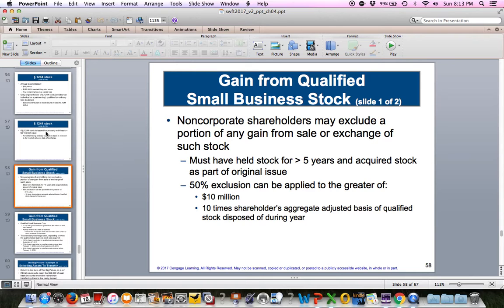Non-corporate shareholders may exclude a portion of any gain from sale or exchange of such stock. They must have held the stock for greater than 5 years and acquired the stock as part of the original issue. So these are original shares. A 50% exclusion can be applied to the greater of $10 million or 10 times the shareholder's aggregate adjusted basis of qualified stock disposed of during the year.